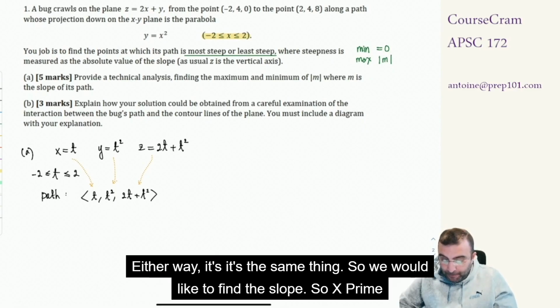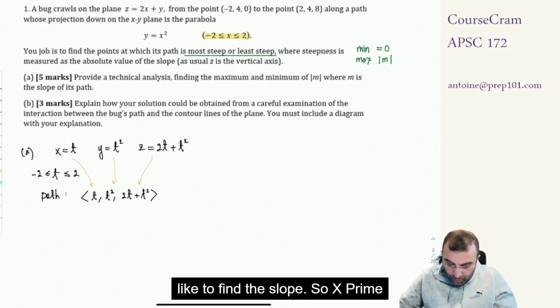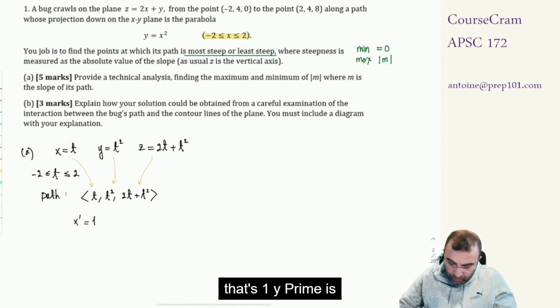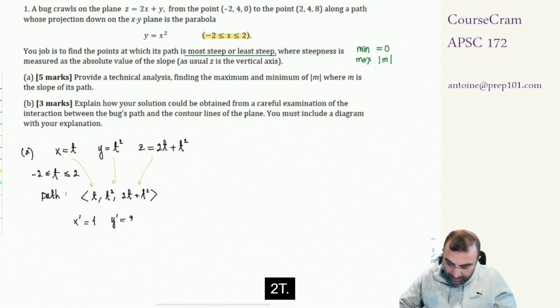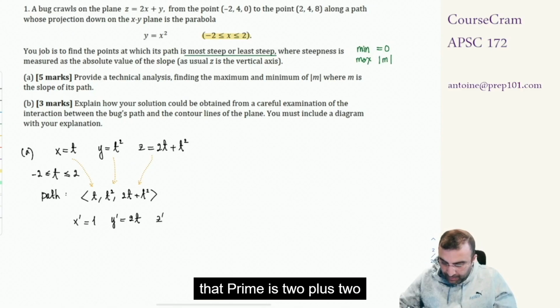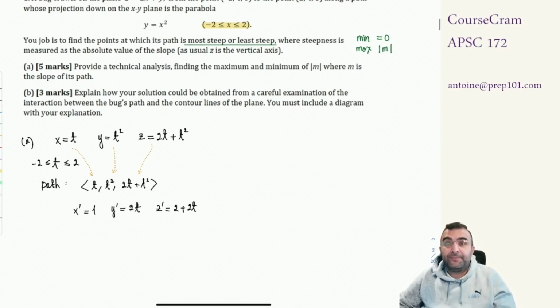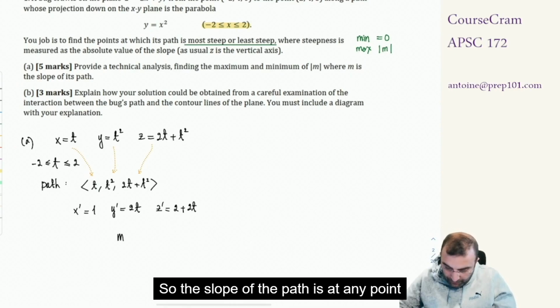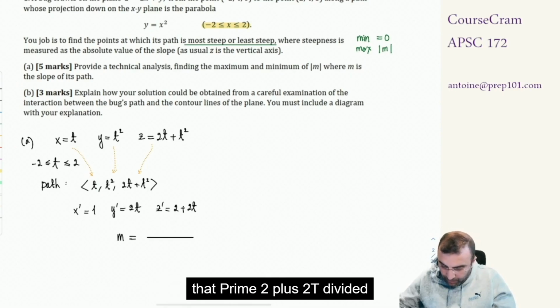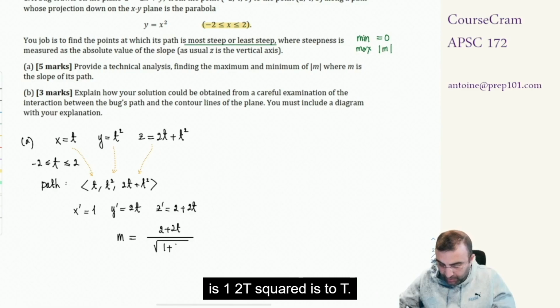So we would like to find the slope. So x prime, that's 1, y prime is 2t, z prime is 2 plus 2t. So the slope of the path is, at any point, z prime, 2 plus 2t, divided by the square root of 1 squared, which is 1, plus 2t squared.